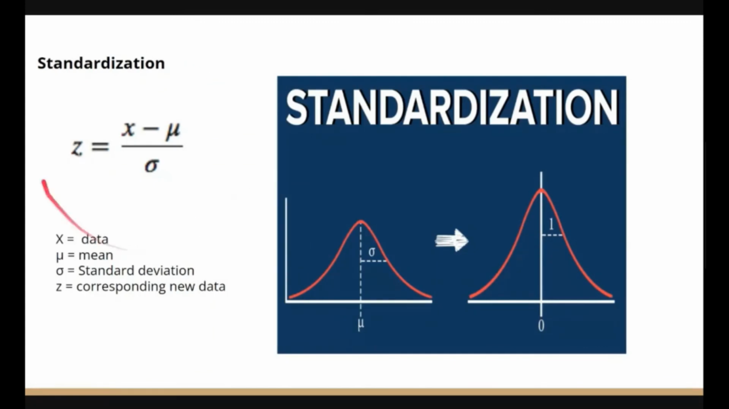This is the basic equation for standardizing a data point, where x represents the data point being standardized, mu represents the mean value of the data column, and sigma represents the standard deviation. And here z is the standardized data value of the data point x. Here is a graphical representation of what happens before and after the standardization procedure on the data set.